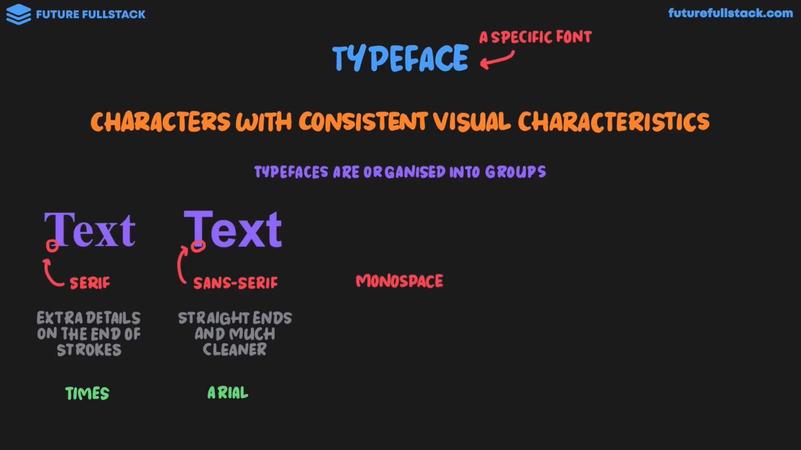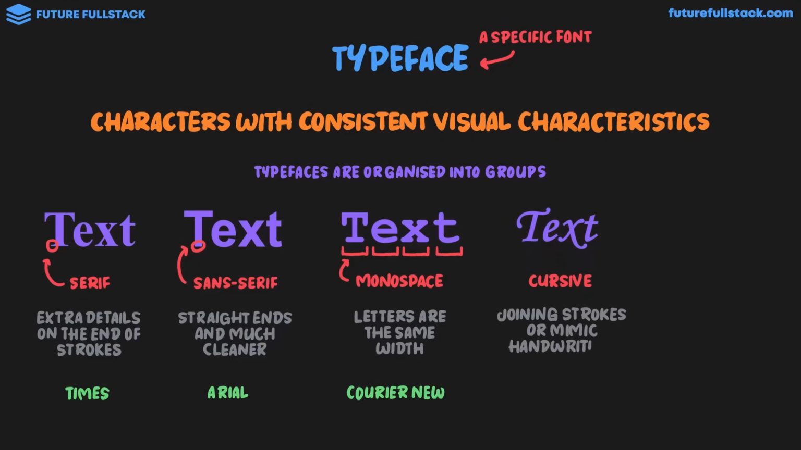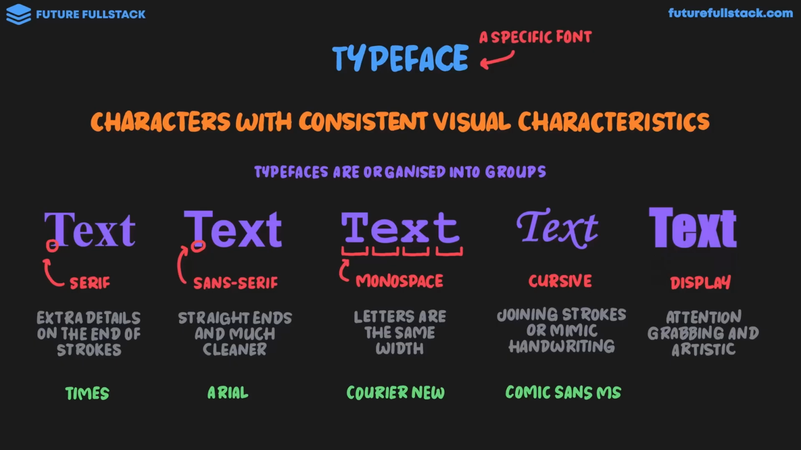Next up, we have monospace fonts. In this font, letters are the same width. This means each character takes up equal space, like you see over here. Courier New is a good example of a monospace font. The next group are cursive fonts. Cursive fonts have joining strokes or mimic handwriting. Comic Sans MS is an example of a cursive font. The final group are display fonts. They are designed to be attention-grabbing and more artistic. Impact is a popular display font.